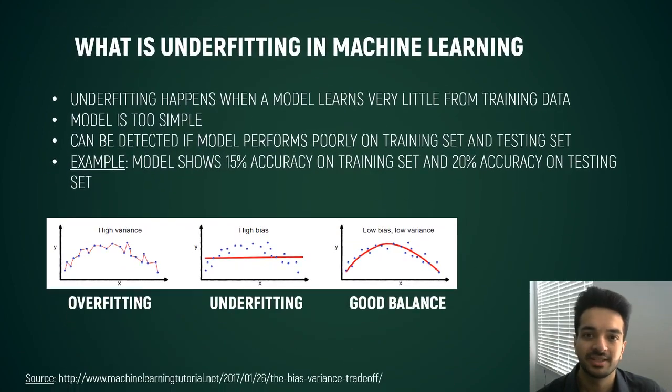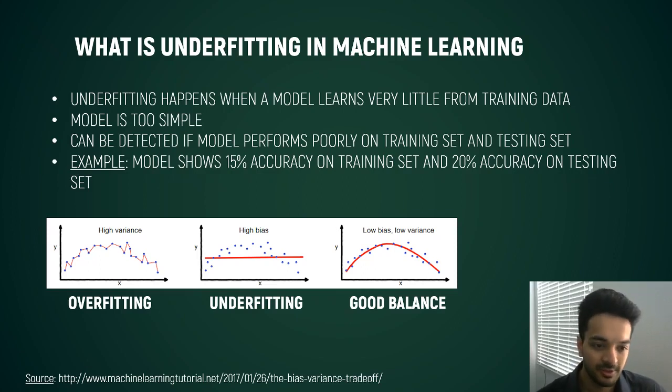So what is underfitting in machine learning? Underfitting happens when a model learns very little from the training data, and the model is just too simple, not complex enough. This can be detected if the model performs poorly on both the training set and the testing set. For example, if you choose accuracy as your chosen metric and the model shows 15% accuracy on the training set and about 20% accuracy on the testing set, you can say that it does poorly everywhere. So it does not detect the pattern anywhere.